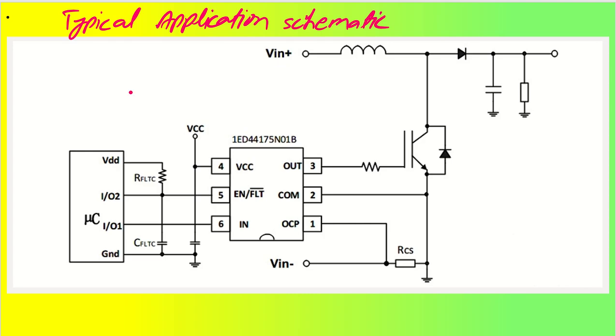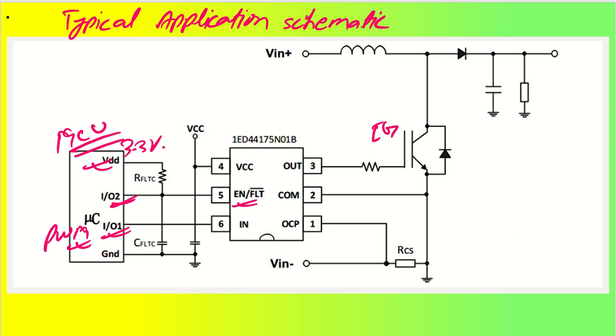So what will the typical application look like? Let us say we have a microcontroller that is working with voltage VDD. Let us say this logic level is 3.3 volt, and we have one IO pin which is going to enable or disable this particular IC, which is the gate driver. Okay. At the same time, one IO pin will be working as a PWM signal. This PWM signal is going to the input of this IC, which will give the output, and this output is going to enable or disable this particular IGBT. So this is my IGBT which is being driven by this gate driver.